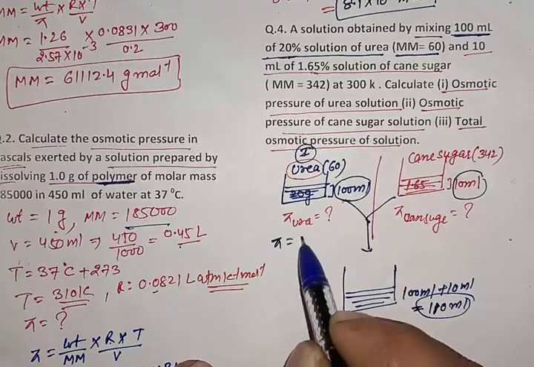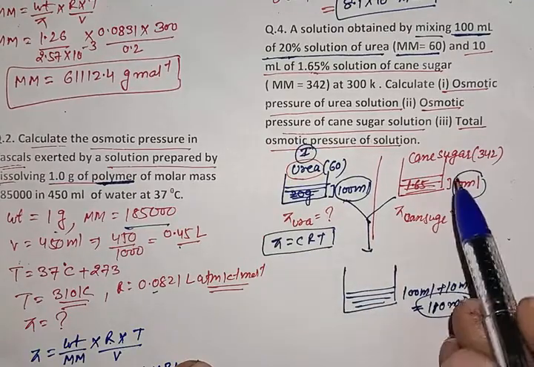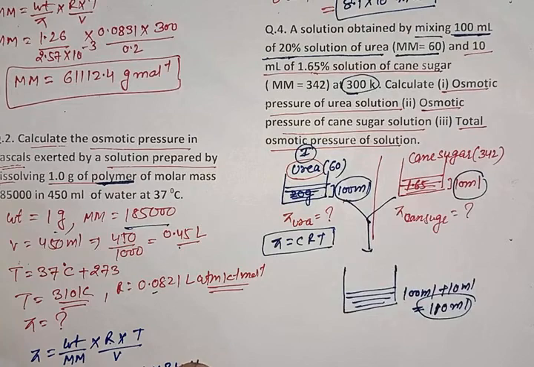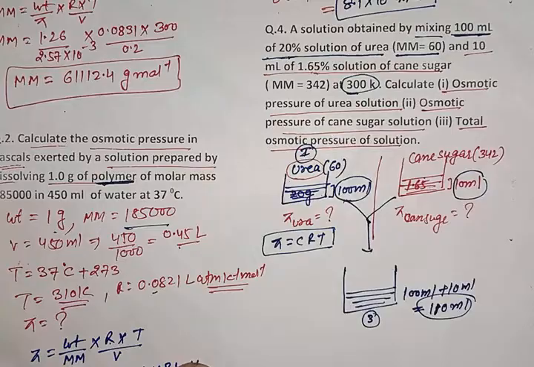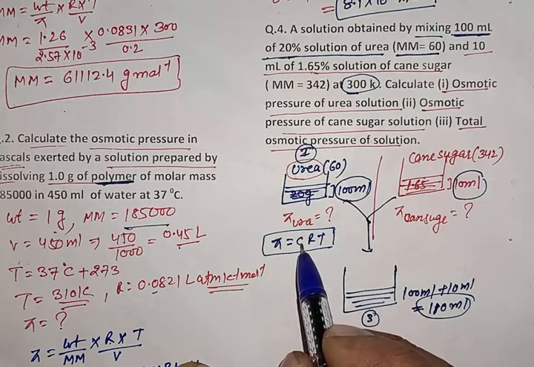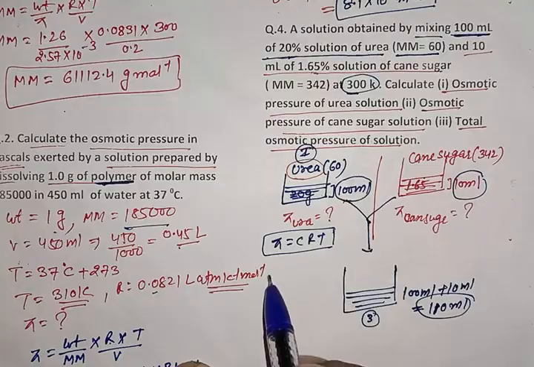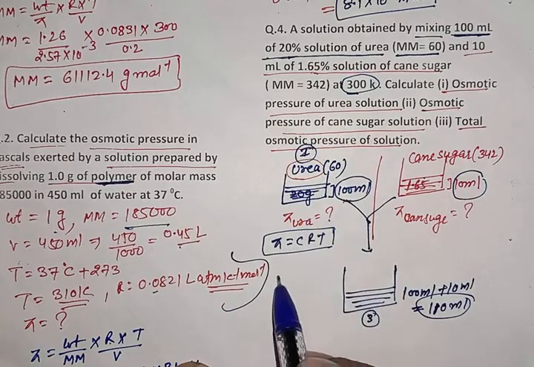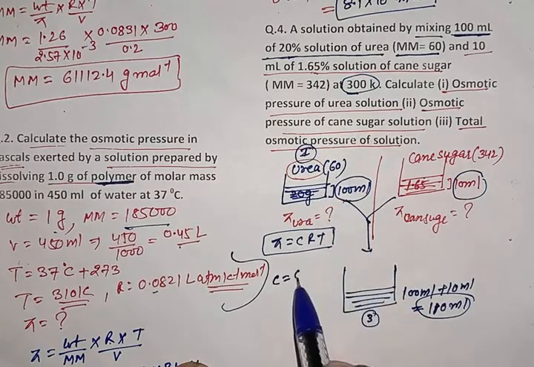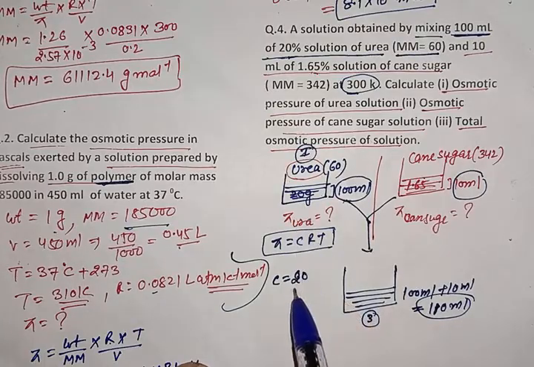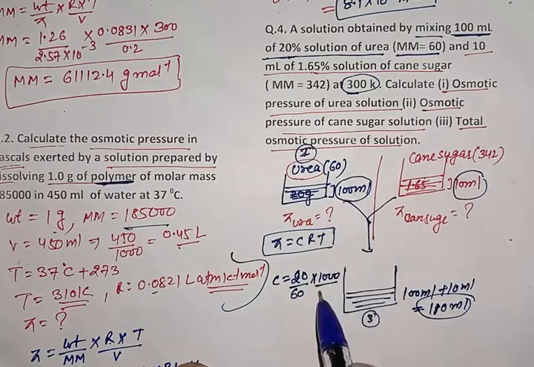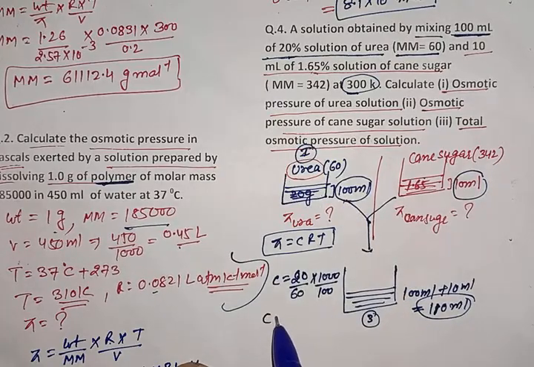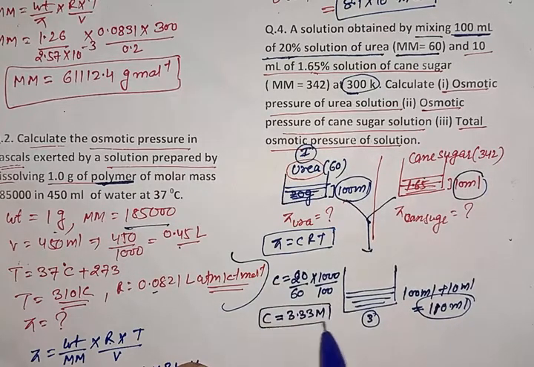So we know that pi is equal to CRT. The temperature of the solution is given, that is 300 Kelvin. For the first, second as well as the third solution, the temperature is 300 Kelvin. So we can determine the C value for this urea solution. C is equal to weight of urea, 20 given in the solution, molecular mass is 60, into 1000, divided by the volume of solution, which is 100. So the value of C for this solution will be 3.33 molar.